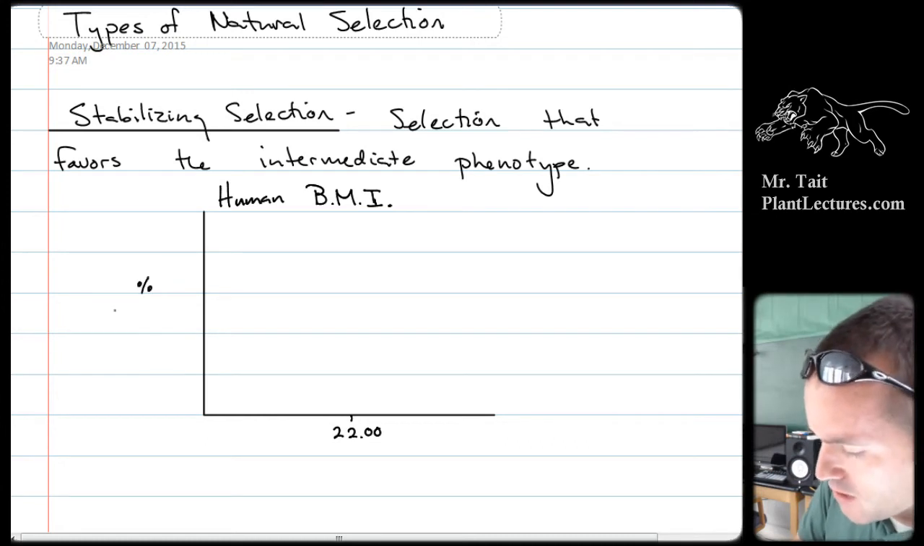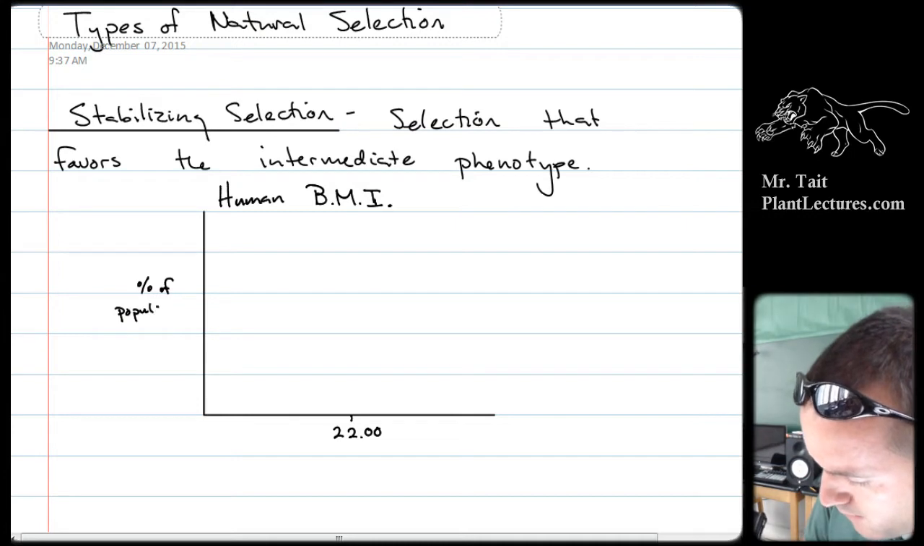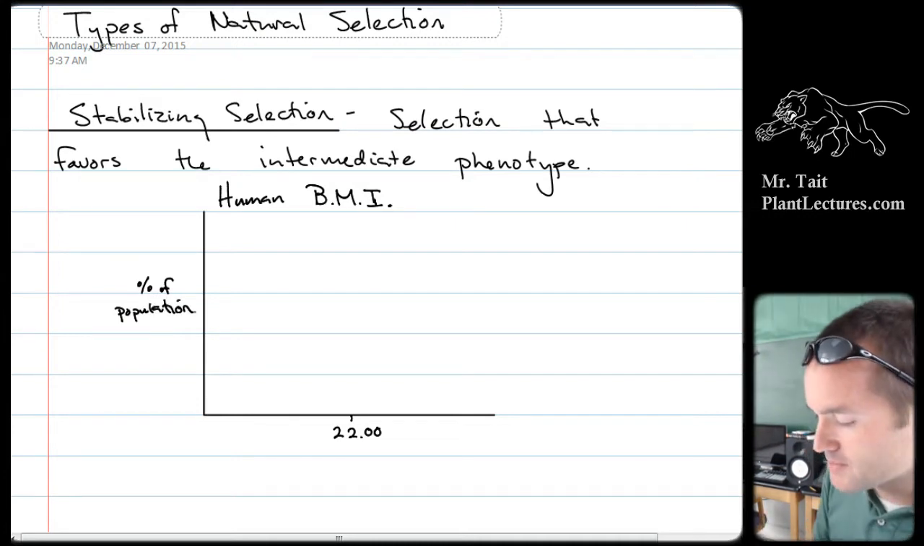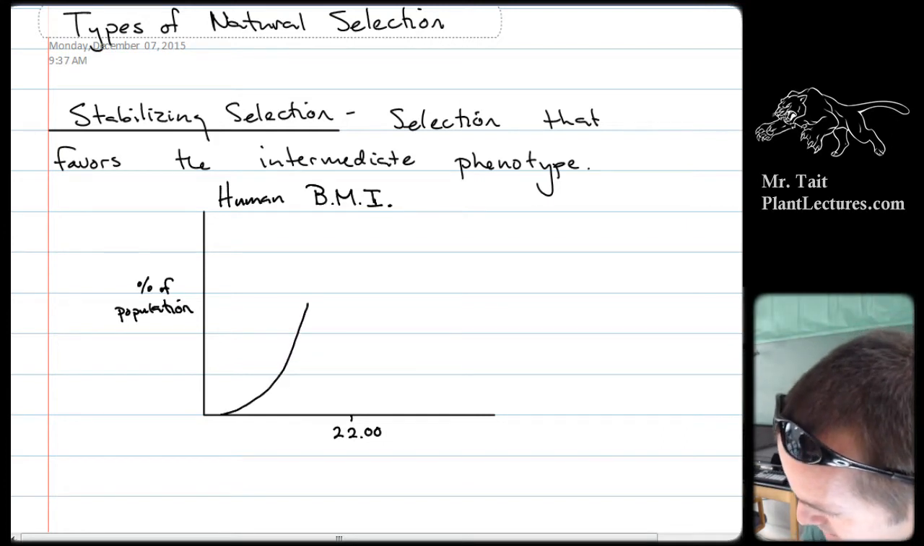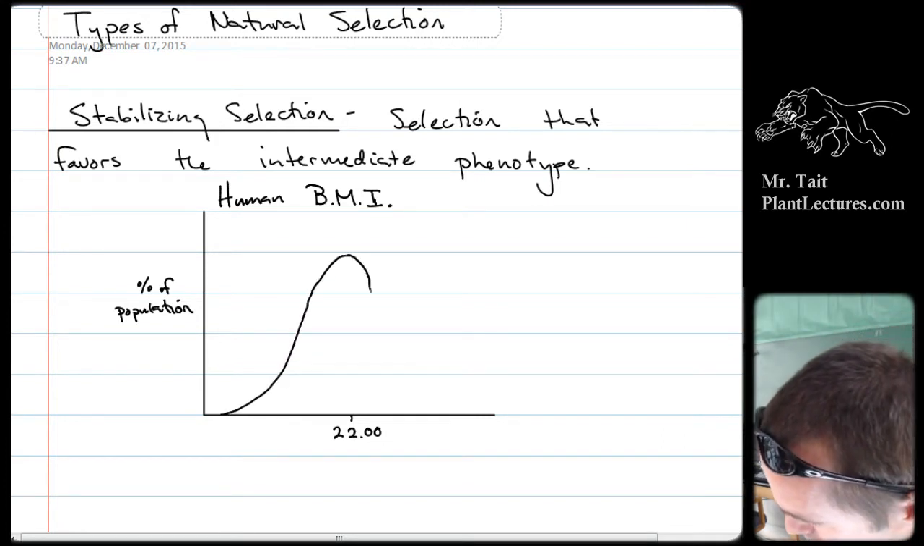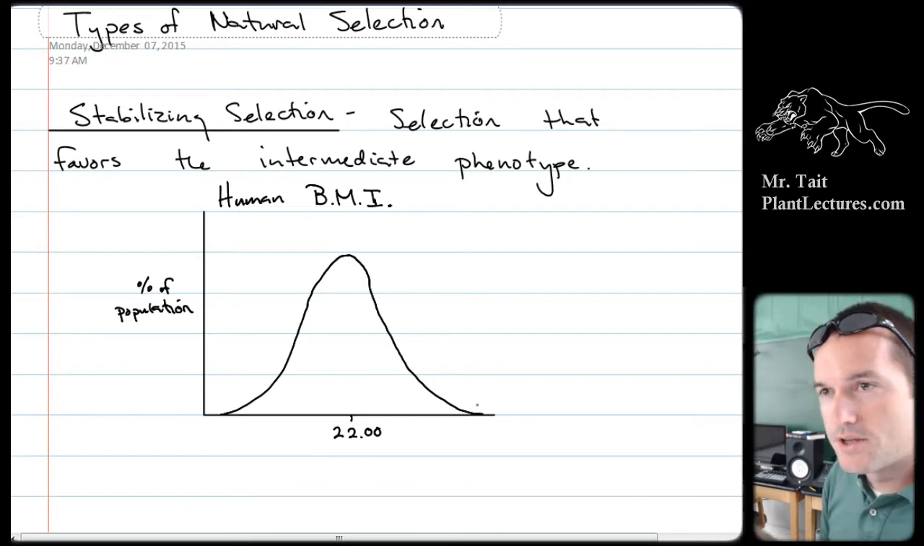Okay. So if this is the percent of the population, we can expect that the greatest number of people will have body mass indexes that are around 22. Okay, something like that. I know that bell curve looks like it's a little bit shifted to the right, but that's just because I can't draw. If I could draw a perfect bell curve, that would look like a perfect bell curve.